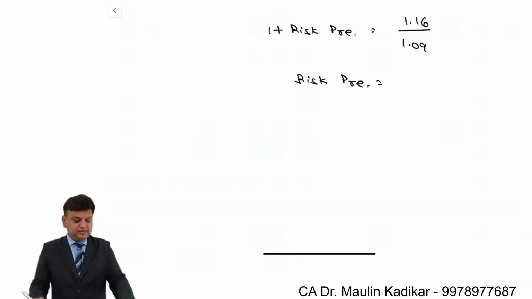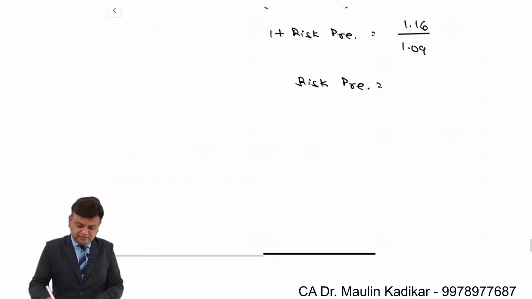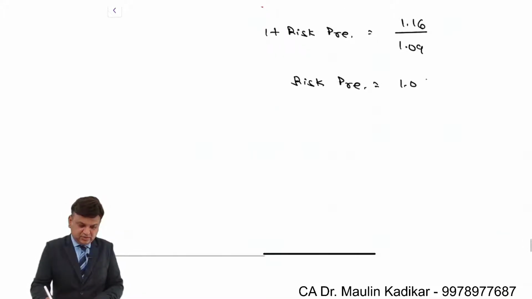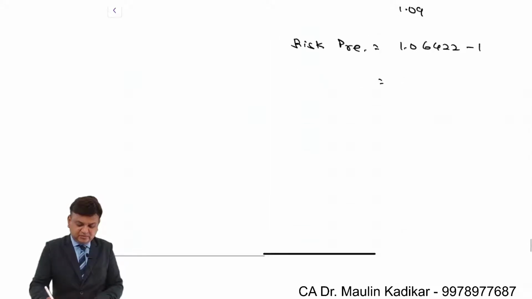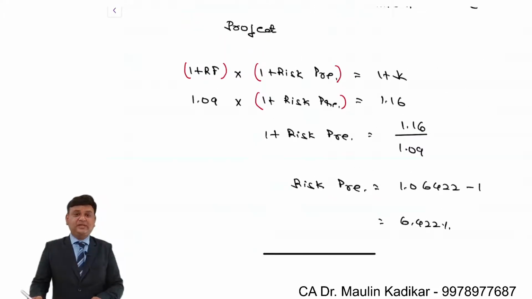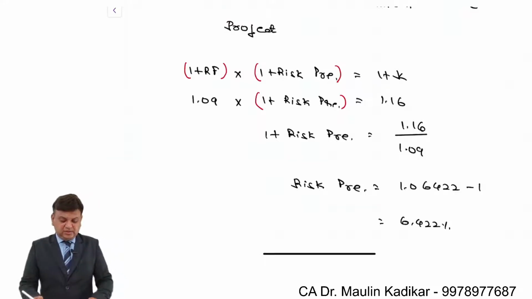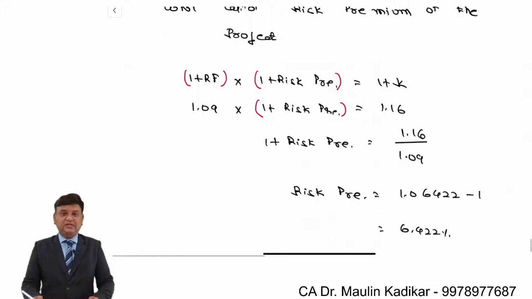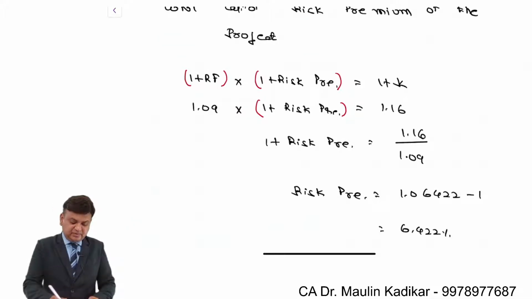So risk premium is equal to 1.16 divided by 1.09. So it comes to 1.06422 minus 1, that comes to 6.422%. This is the way the risk premium is calculated, say for the currency, taking rupee currency into account, and this is the risk premium of the project.